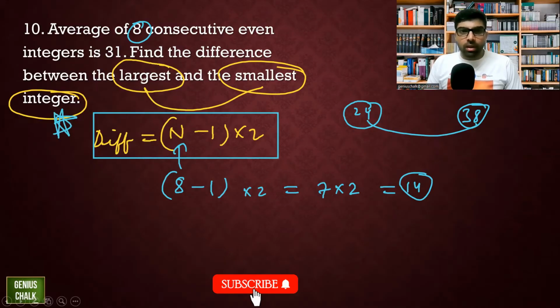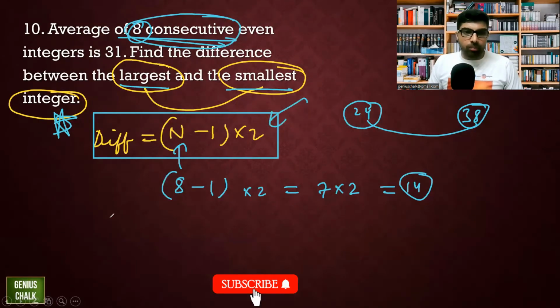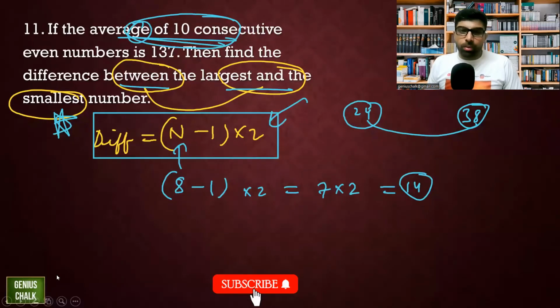Direct formula, remember: if the difference between the largest and smallest is asked and consecutive numbers are given, it is valid for consecutive numbers, then you can directly apply this formula. I have told you the basic method also. Now it's up to you. Let's apply it in some more questions.